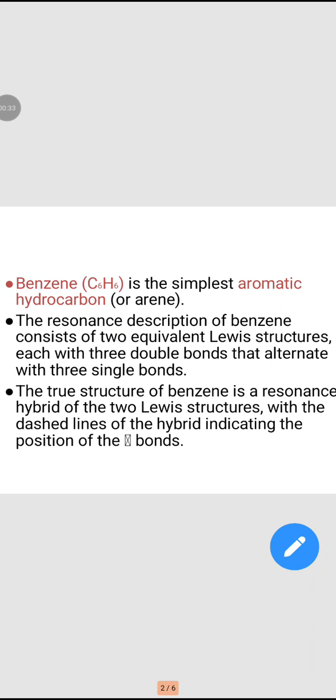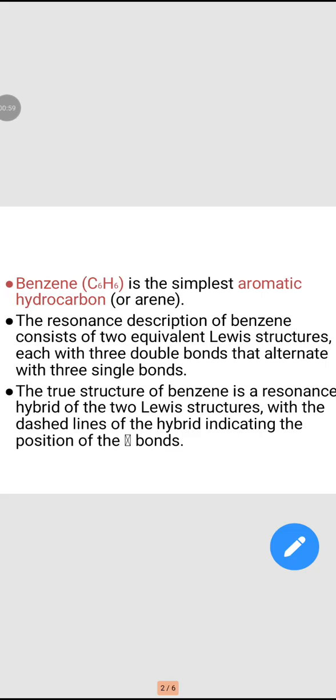The resonance description of benzene consists of two equivalent Lewis structures, each with three double bonds that alternate with three single bonds. The structure of benzene contains three double bonds and three single bonds, alternating. The true structure of benzene is a resonance hybrid of the two Lewis structures.